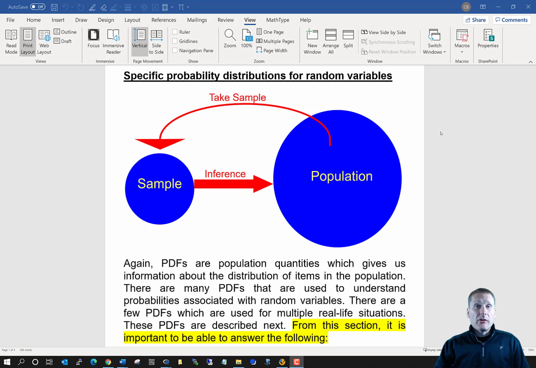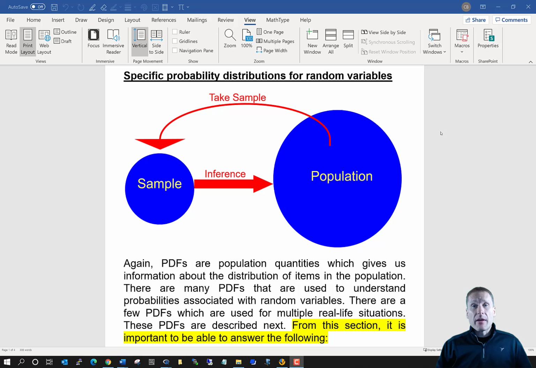Next, we're going to continue our discussion of probability distribution functions. And again, what these PDFs do is help characterize how items are distributed in a population in terms of, for example, what proportion of people have a GPA between 3.5 and 4.0.